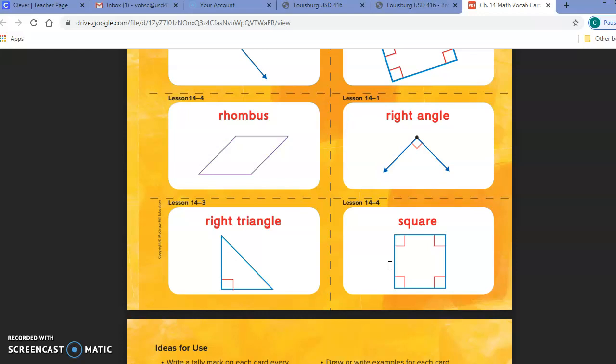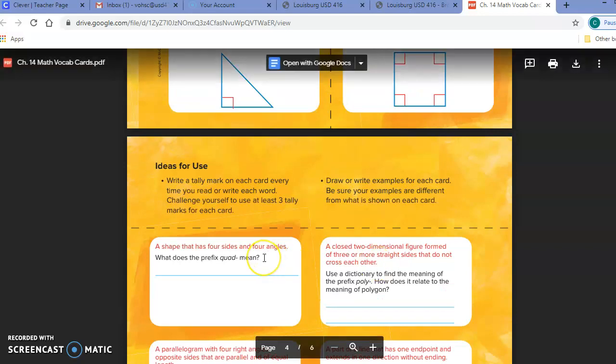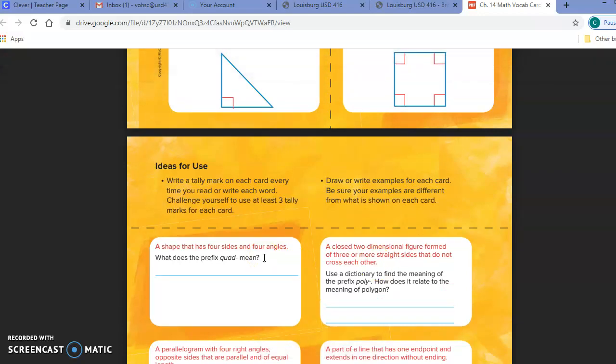So those are our vocab words. On the backs with the definitions, they have different questions that you can answer and look up, or you do not have to. The red gives you the definition, and then the black just kind of gives you an activity if you'd like an extension to go along with your vocab cards. Those are right there.